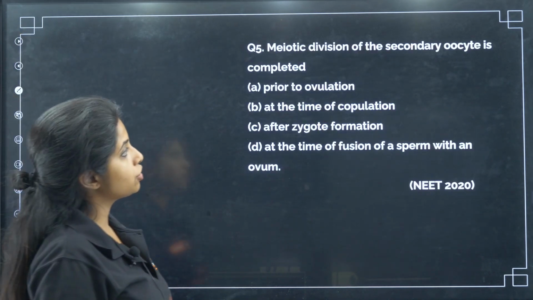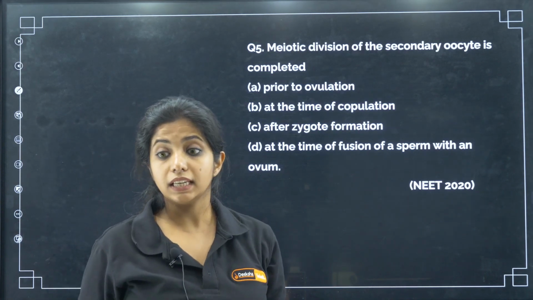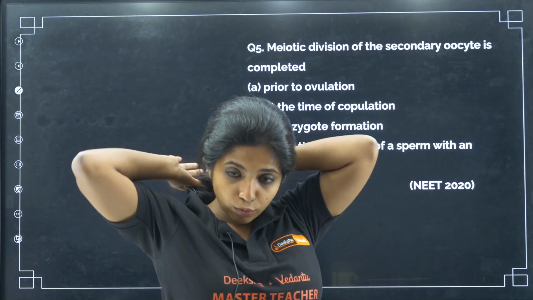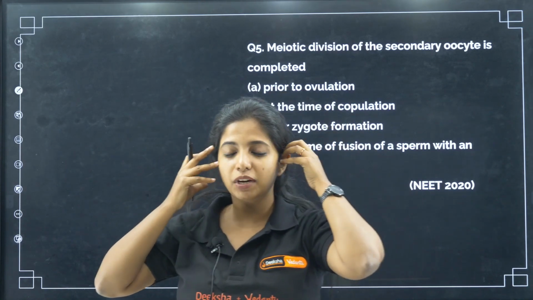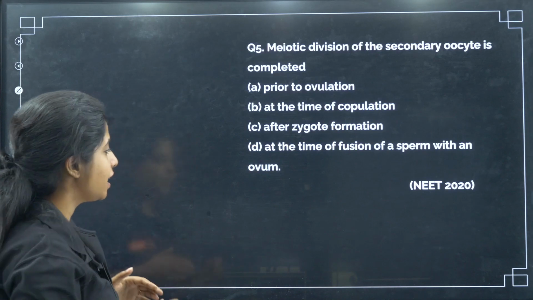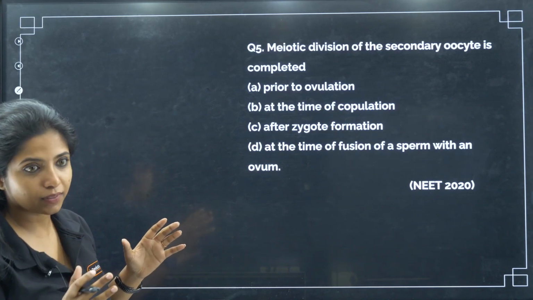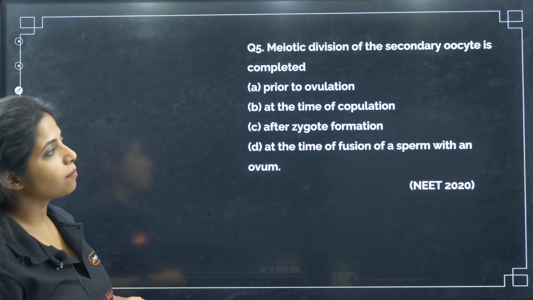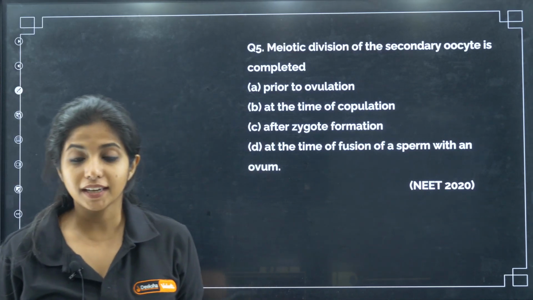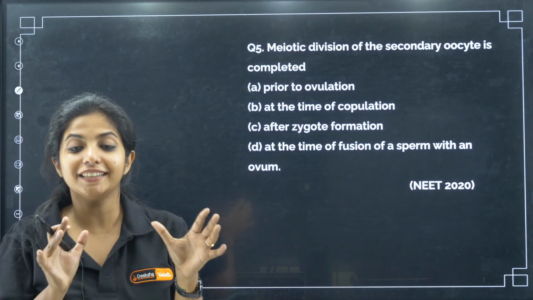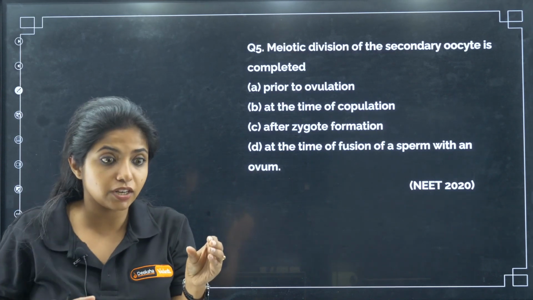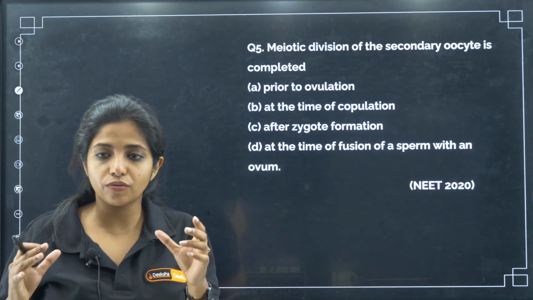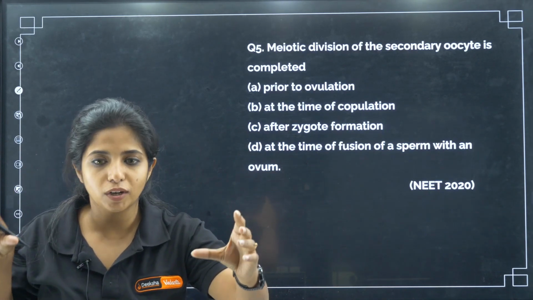Next, meiotic division of the secondary oocyte is completed when? You know, secondary oocyte is stuck in some stage, the metaphase stage of metaphase 2 of meiosis 2, right? So it has not yet completed the division. It is just in metaphase. It has to go ahead with anaphase, telophase and all of this. When does it finally complete its division and give rise to the ovum and also the second polar body?